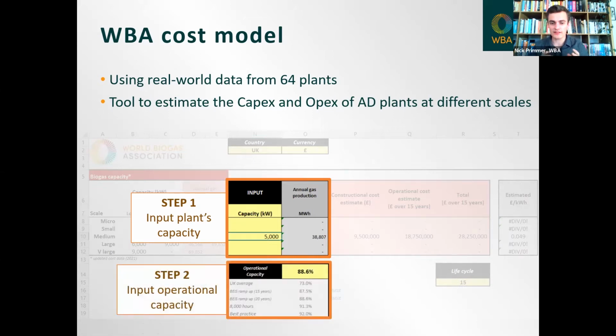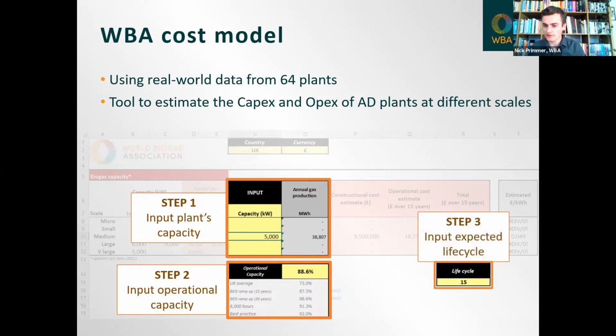Then also add the operational capacity. How much of the time through the year are you expecting it to be running at full capacity? Here are some suggested operational capacities to input. Ideally, plants should be aiming for that 92% plus operational capacity, as in it's operating for 92% of the year. Other metrics are 8,000 hours. I know some plants work to that. They want to be working for 8,000 hours within a year, which equates to about a 91.3% operational capacity.